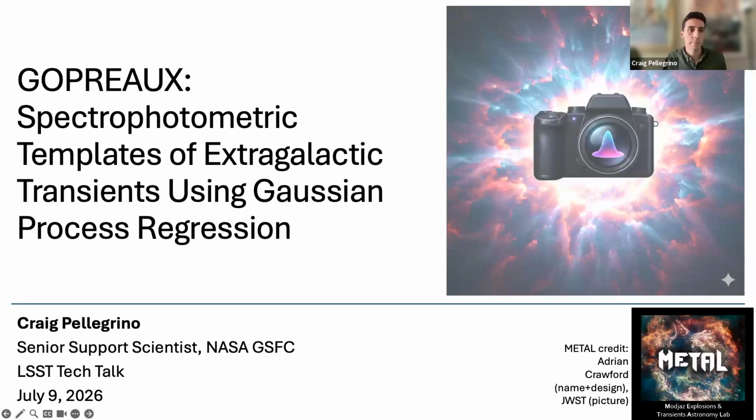Okay, great. Thank you so much. Let me share my screen. Okay. Thank you so much, everyone, for being here, and thank you to the organizers for having me. So my name is Craig Pellegrino. I'm a support scientist at NASA Goddard, but today I'm actually going to be talking about work that I began as a postdoc at the University of Virginia and am still involved in today, and that's building this package called GOPREAUX, which is developing spectrophotometric templates for extragalactic transients using Gaussian process regression.